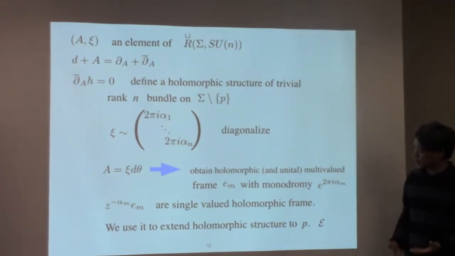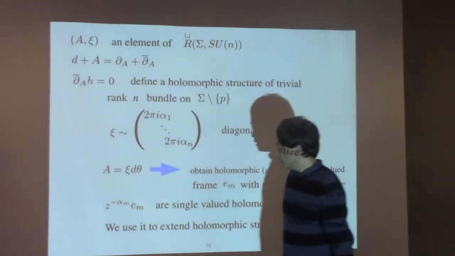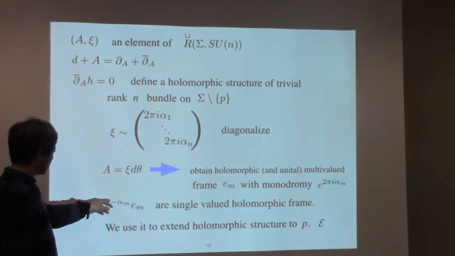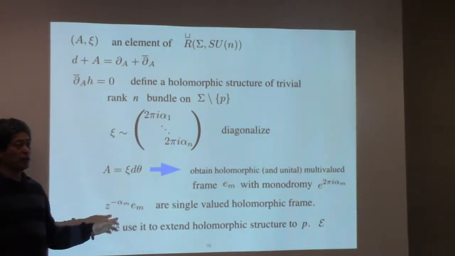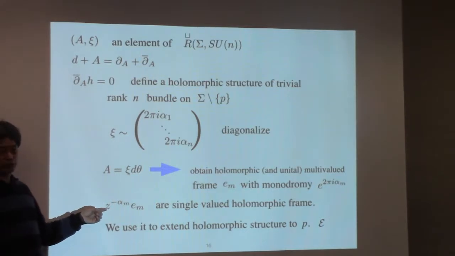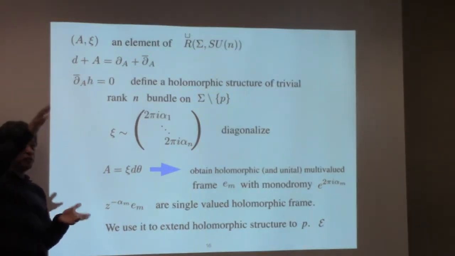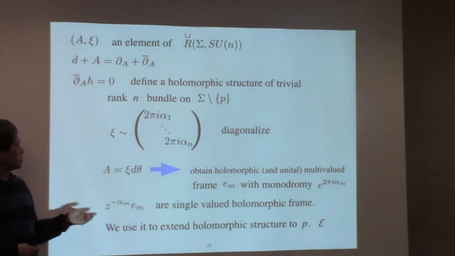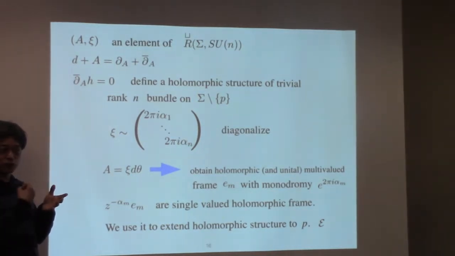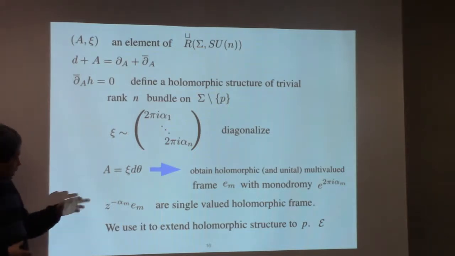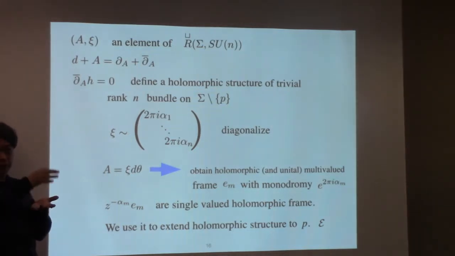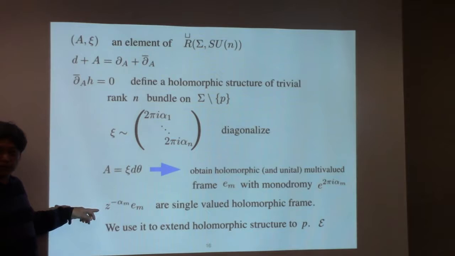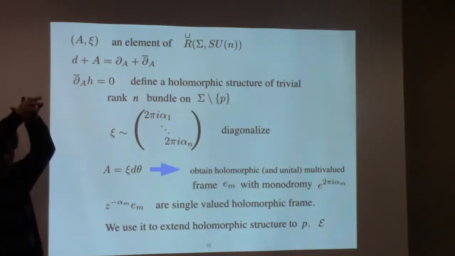So this framing is not so good. I want to cancel this by taking z to the power minus alpha_m times e_m. So this is a holomorphic function. It diverges to infinity, but you still have a holomorphic frame, a local frame, a single-valued holomorphic frame in the neighborhood of P. Then you can extend your bundle to P by just requiring this frame to be the frame at that point.